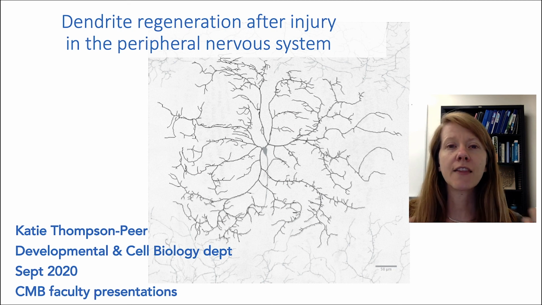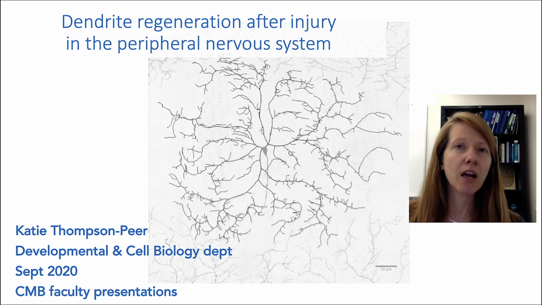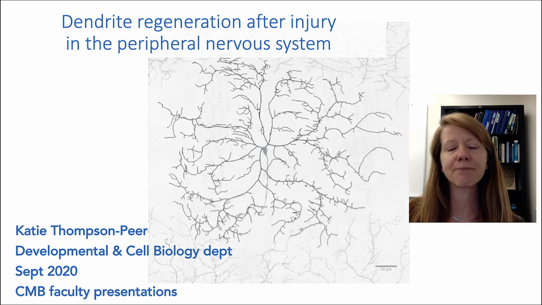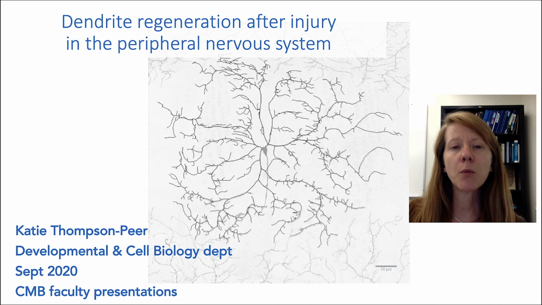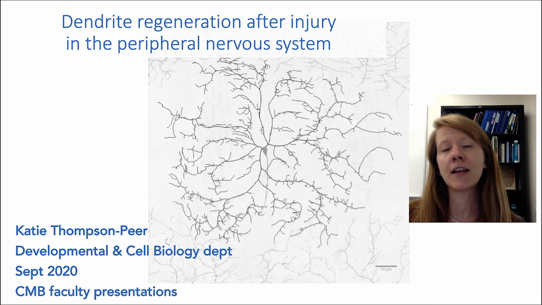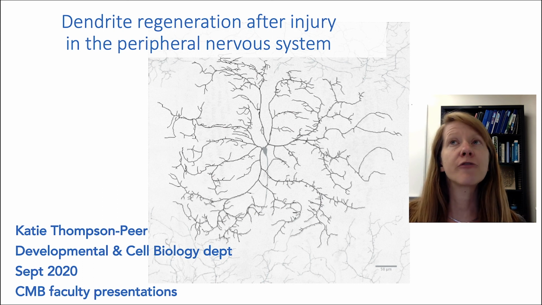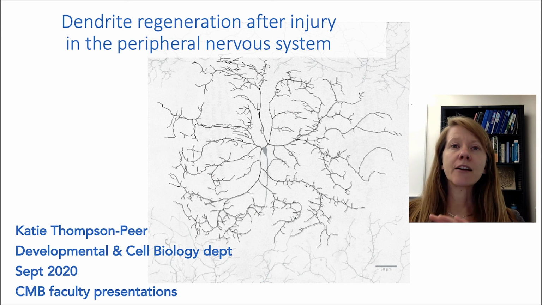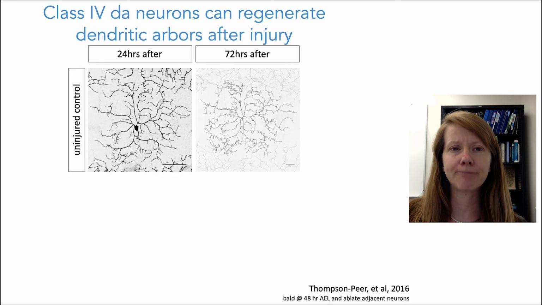So a neuron that's been injured needs to be able to recover both of these functions in order to be able to work properly. And so my lab is interested in this question of how do neurons regenerate dendrites after injury? And we've been using the peripheral nervous system of the fruit fly Drosophila, in part because it's super straightforward to find an individual neuron and follow how it responds to injury. So I'm going to take you through just a basic experiment that we do.